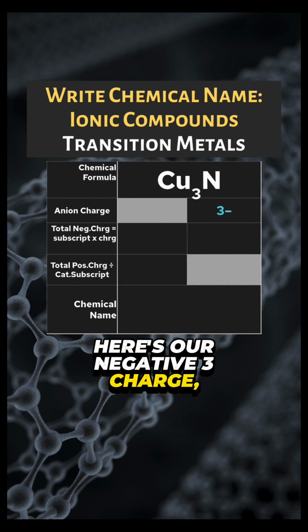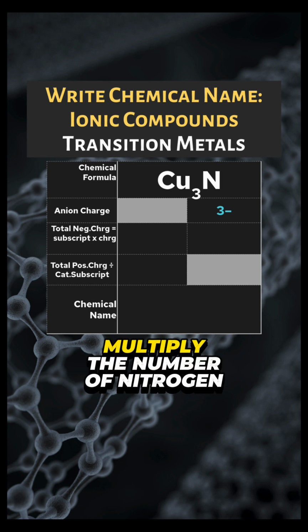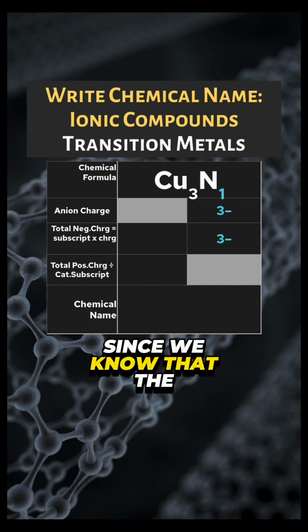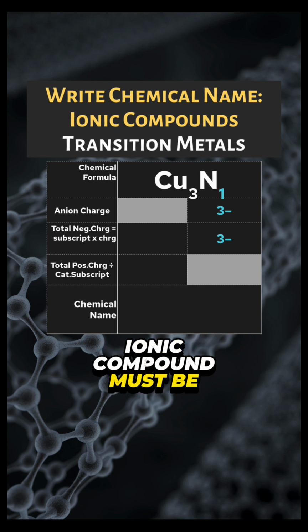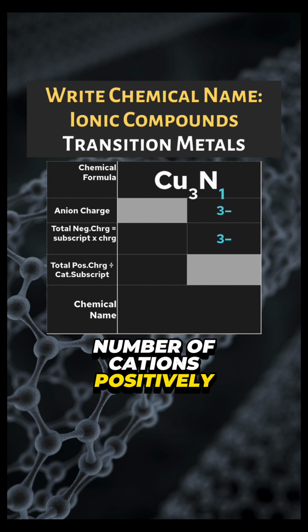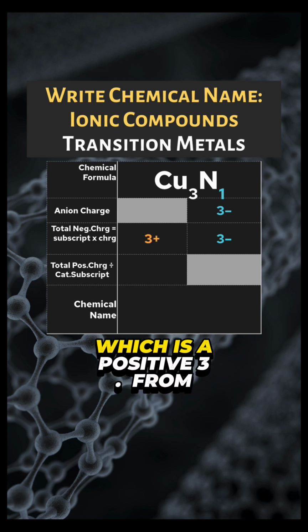Here's our -3 charge, and next we want to multiply the number of nitrogen ions, which is 1, times the charge of the nitride ion, which is 1 times -3 is -3. Since we know that the ionic compound must be completely neutral, that means the total charge of the cations must be equal but opposite, which is a +3.